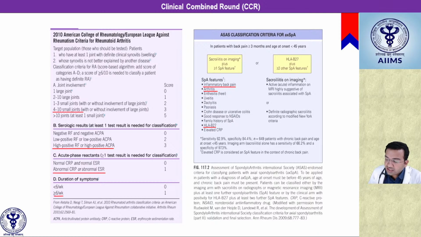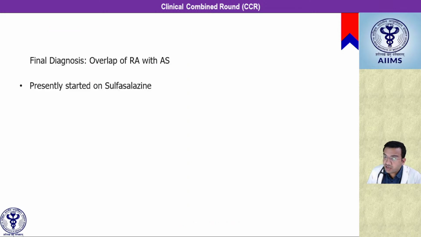When we look for the ASAS classification for axial SpA, we were able to find that there was sacroiliitis on X-ray, there was an inflammatory back pain, there was a peripheral arthritis, and HLA-B27 was positive. So with all this above classification, we made a diagnosis of overlap of rheumatoid arthritis with ankylosing spondylitis. Presently, this patient is being shifted on sulfasalazine and doing well.